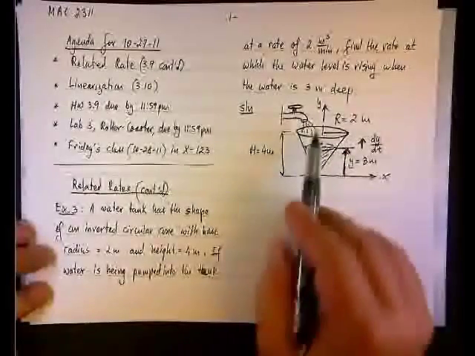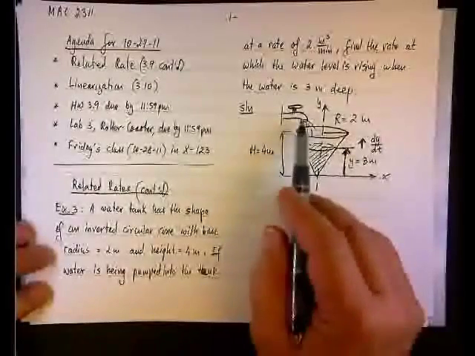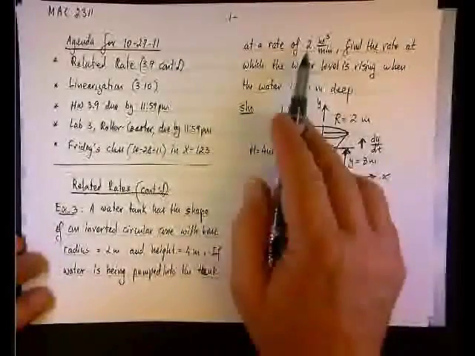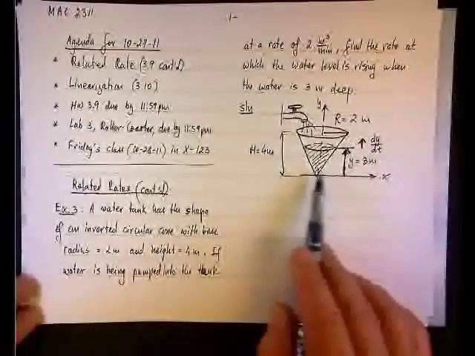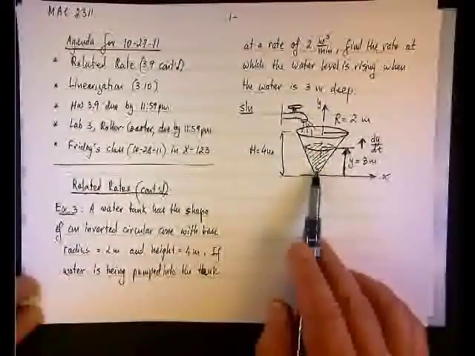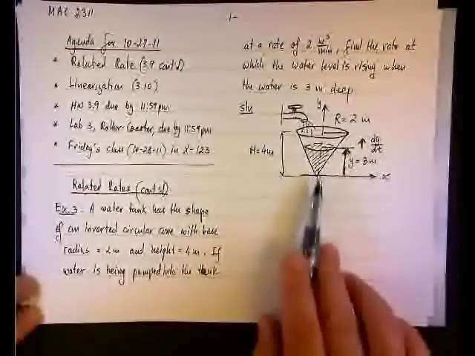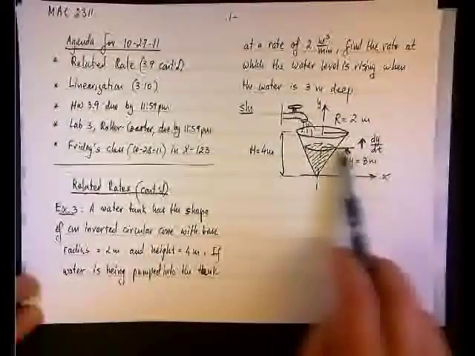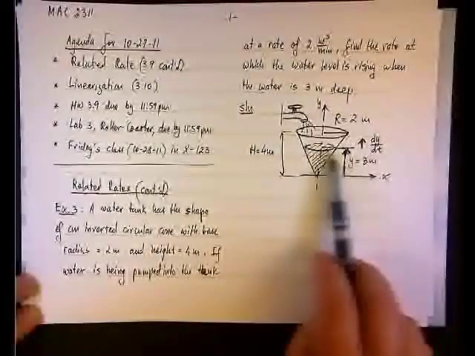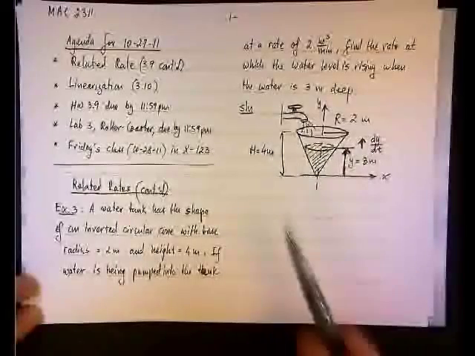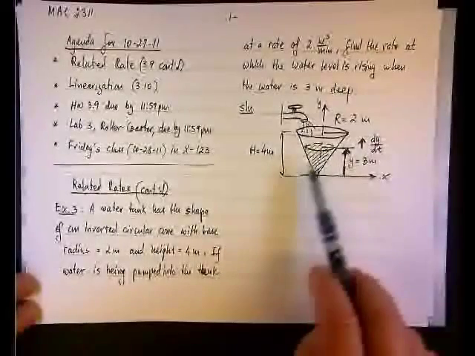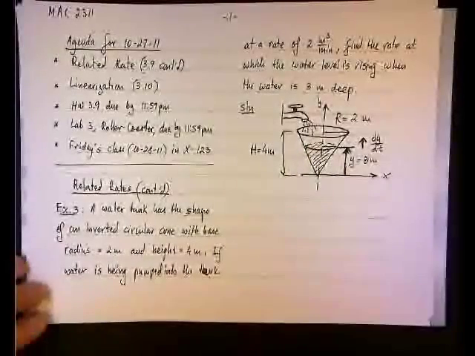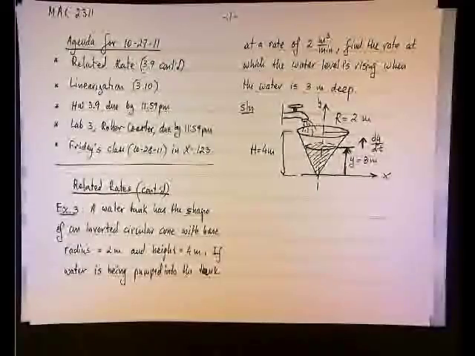And notice that at the beginning, if the change in volume is constant, if we keep pumping at a rate of 2 cubic meter per minute, when the cross-section of the tank is small, then the water will rise quickly. But as the cross-section area of the tank, the circular cone, becomes larger, then the water level is rising slower and slower. Okay?